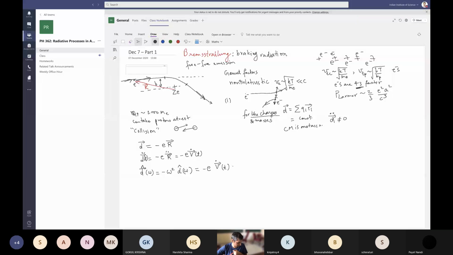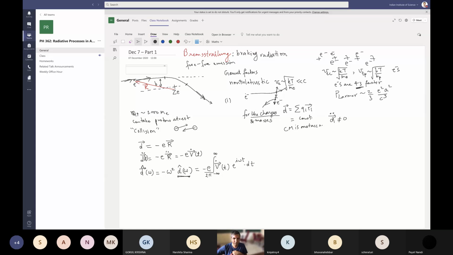Right, so we have to take the Fourier transform, and that's nothing but the integral of e to the i omega t dt, times 1 by 2 pi. So this is your Fourier transform on the right hand side. This is how your dipole moment as a function of frequency is given.